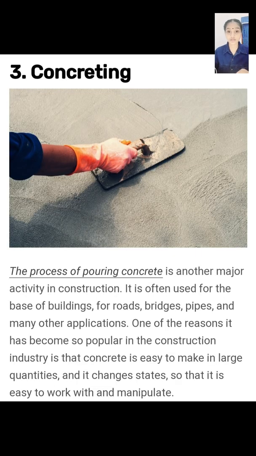So the second one is concreting. The process of pouring concrete is another major activity in construction. It is often used for the base of buildings, for roads, bridges, pipes and many other applications. One of the reasons it has become so popular in the construction industry is that concrete is easy to make and in large quantities and it changes state.